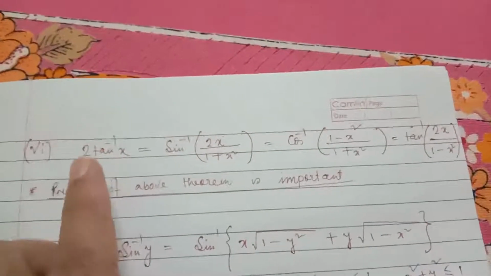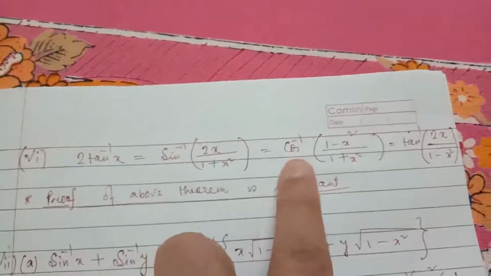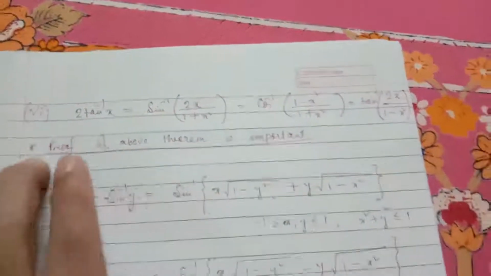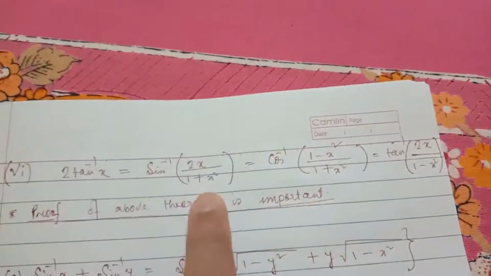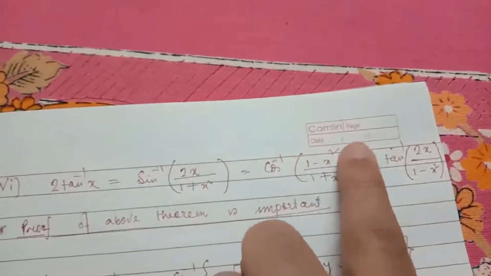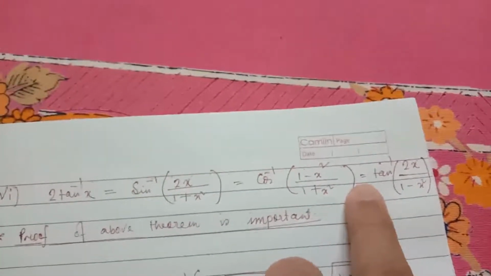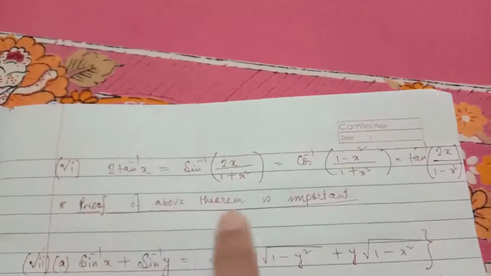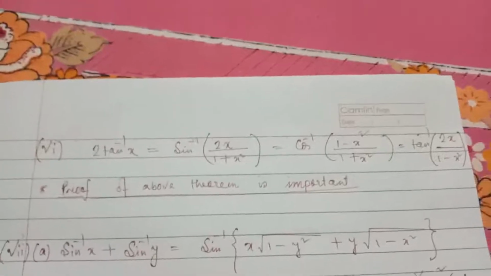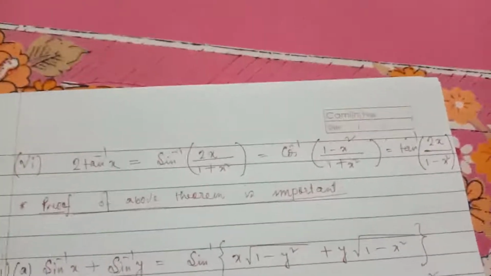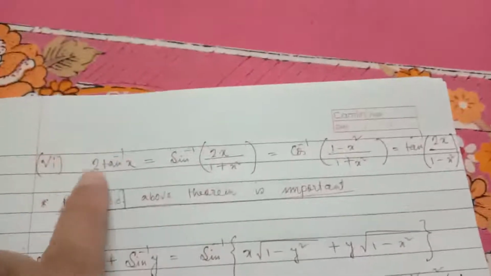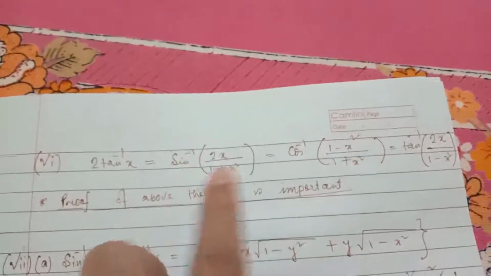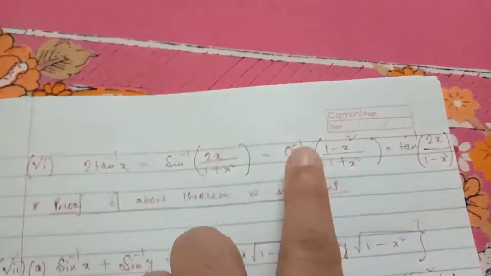2 tan inverse of x can be expressed in terms of sine inverse, in terms of cos inverse, and in terms of tan inverse. Very important. You have to remember: 2 tan inverse of x equals sine inverse of 2x by 1 plus x square, cos inverse of 1 minus x square by 1 plus x square, and tan inverse of 2x by 1 minus x square. What I have written here, the proof of the above theorem is important. Now in the exam, it may come that you have to prove that 2 tan inverse of x equals this sine inverse of this, or 2 tan inverse of x equals this. I will prove one of these three.